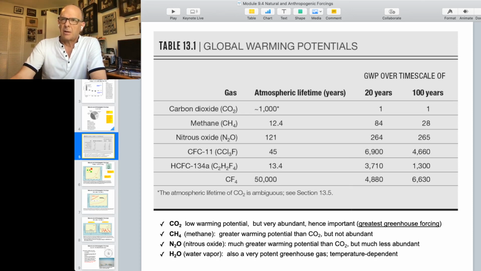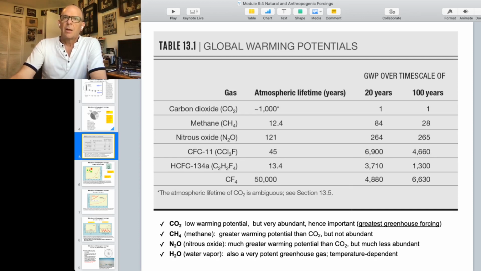Carbon dioxide in the top row, this GWP stands for global warming potential. And so the units are meaningless. It just says if we say the global warming potential of carbon dioxide is 1, what's the global warming potential of these other things compared to carbon dioxide? And they're all much greater global warming potential than carbon dioxide.